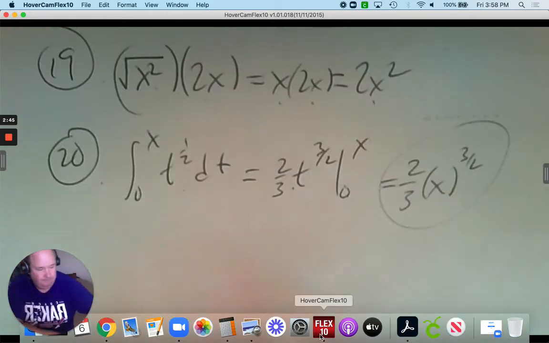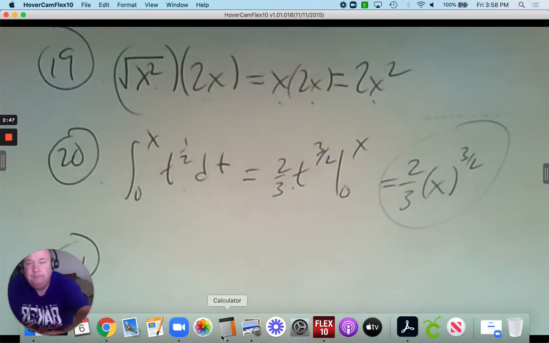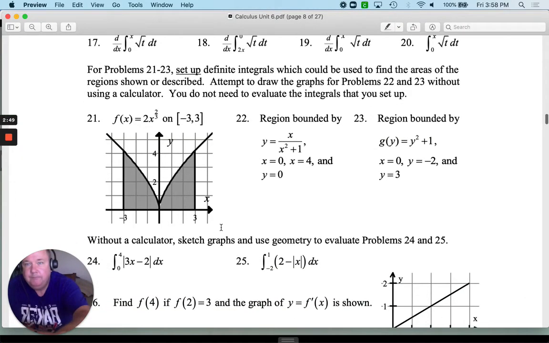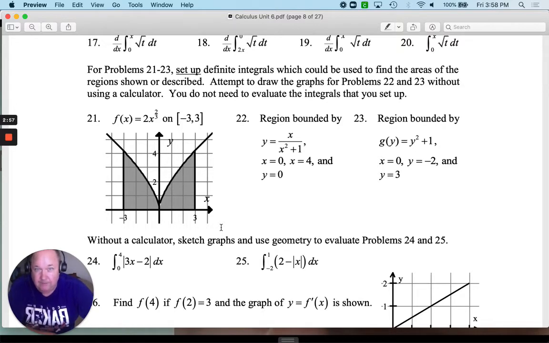21. So for problems 21 to 23, first of all, set up the integral that you see, meaning the area under the curve. And then don't attempt and don't need to evaluate it. It's just about the setup and the graph. So we're not going to evaluate. We're just going to set it up. So we're integrating from -3 to +3.